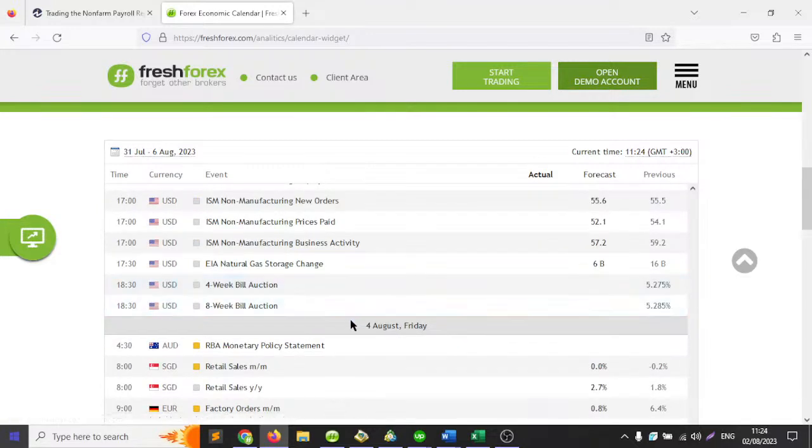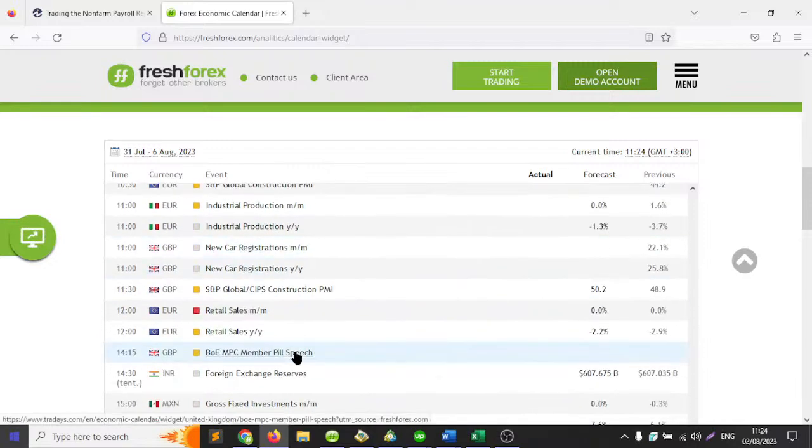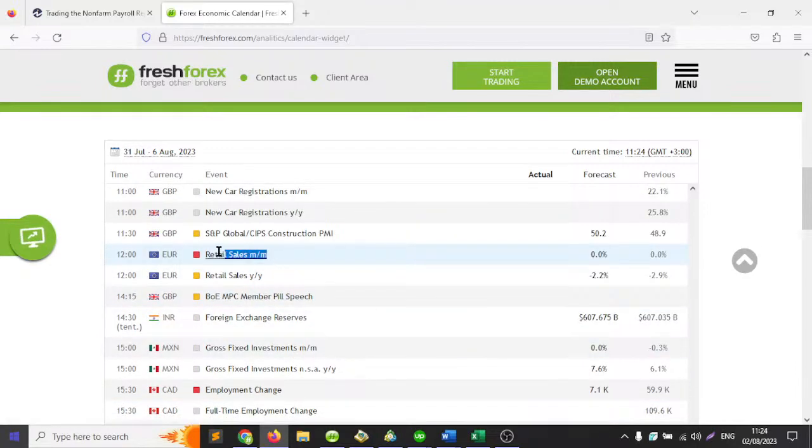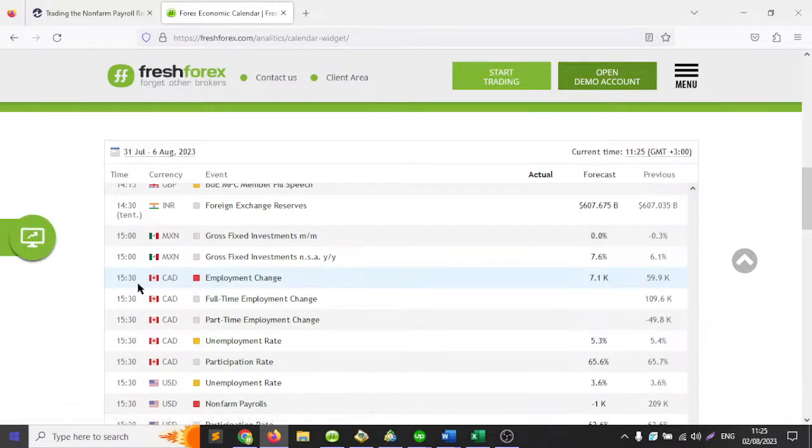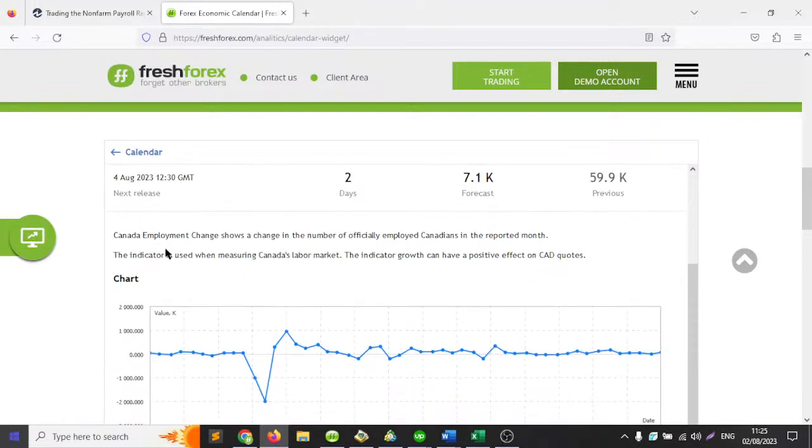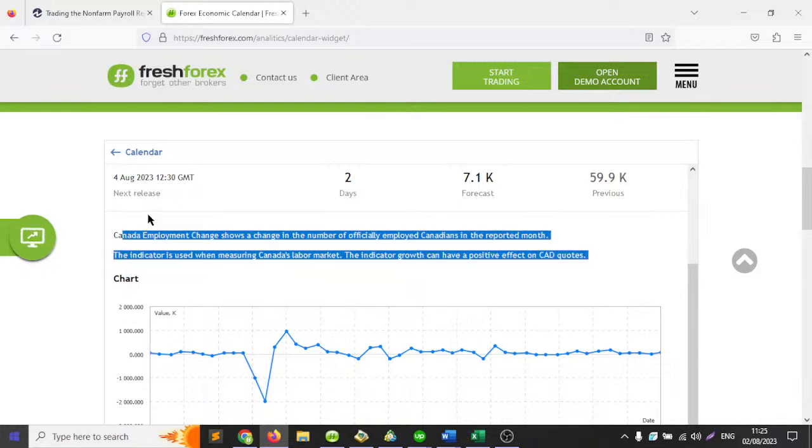On the 4th, which is Friday, at this time, we have the first high impact news. It's at 12, this is 12 midday. Then there is another high impact news. This is employment change in Canada. So Canadian employment change shows a change in the number of officially employed Canadians in the reported month. The indicator is used when measuring Canadians' labor market. The indicator growth can have a positive effect on the Canadian dollar. So this is what it means. This is the employment change in the Canadian economy.